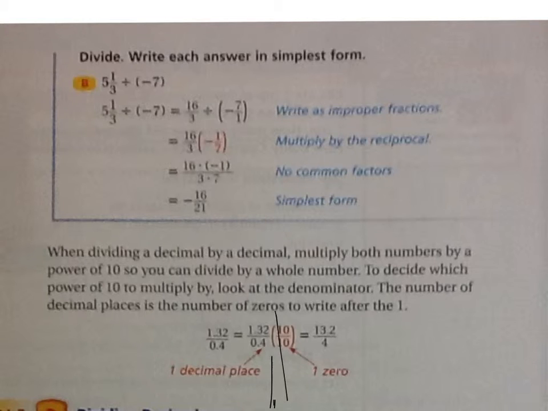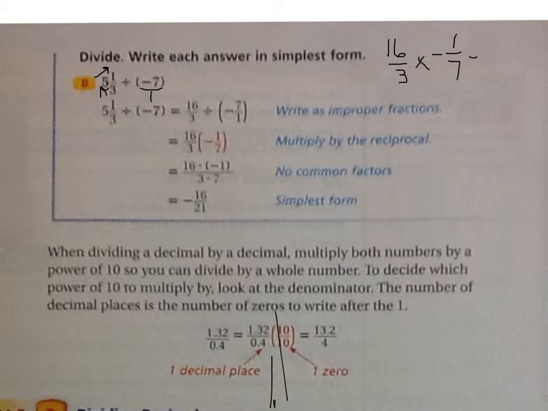All right, so 5 and 1/3, you need to go 3 times 5 is 15 plus your 1 becomes 16, and then you keep your denominator. So it becomes 16 over 3, divided by a -7. We want to turn it into a multiplication problem. So -7 as a fraction would be -7 over 1. But I want to multiply by the reciprocal of -7. So then it's going to be -1 over 7.